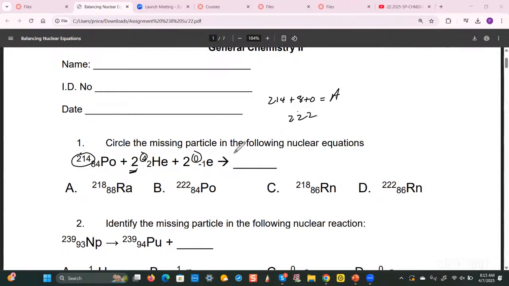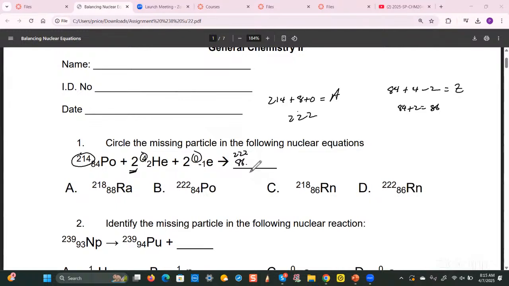So you're going to put 222 as the mass number for the nucleus that would be placed on the right side. And then for the atomic numbers, we have 84 plus 2 times 2, 4, minus 2, because we have 2 times minus 1 here, right? And that would be equal to whatever the atomic number is. So that's 84 plus 2 equals 86. So 86 will go here. And then we consult the periodic table to see what element corresponds to 86.